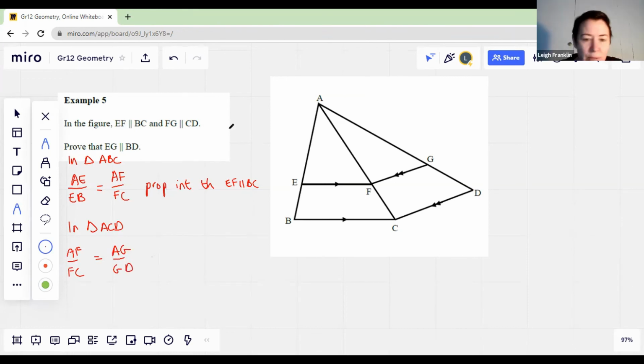All right. So now, reason? Prop intercept theorem. Good. And keep going. FG is parallel to CD. Okay, excellent. Now, what do you notice, Matrix? What is the same in both of these statements that you've made?